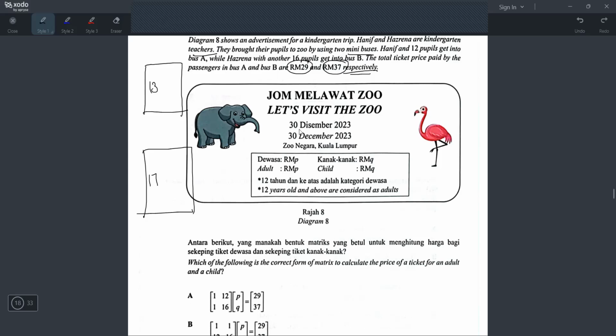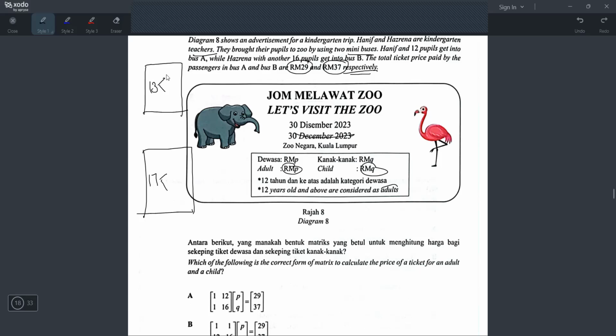And then they give you an advertisement here. Let's visit the zoo, 30 December. Okay, not important. 12 years old and above are considered adults. The adult is RM P, the child is RM Q. So the ticket price is different for adult and child. So I have to divide the 13 into adult and child. So 13 is the first bus, Hanif and 12 pupils.